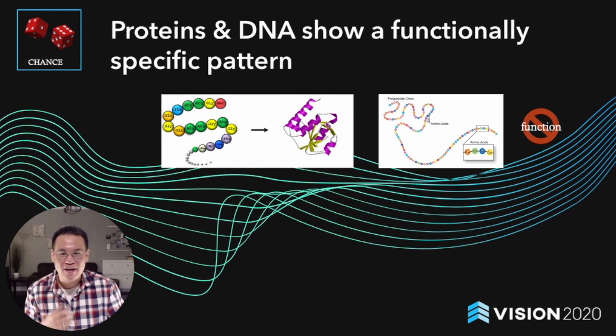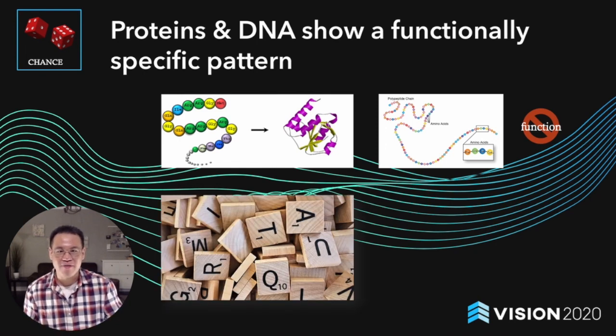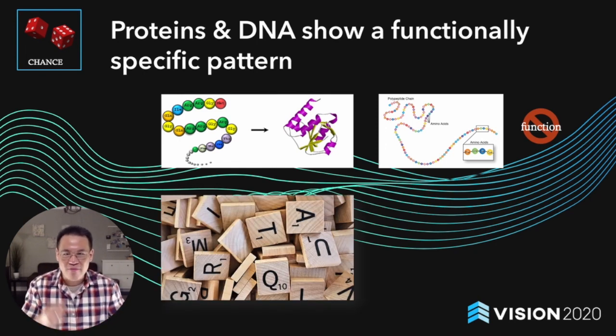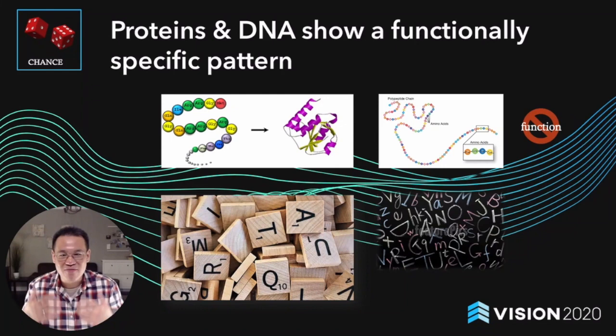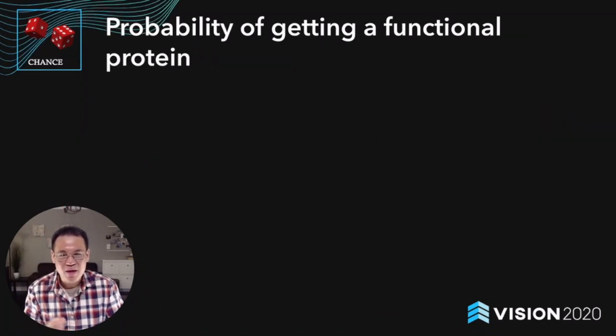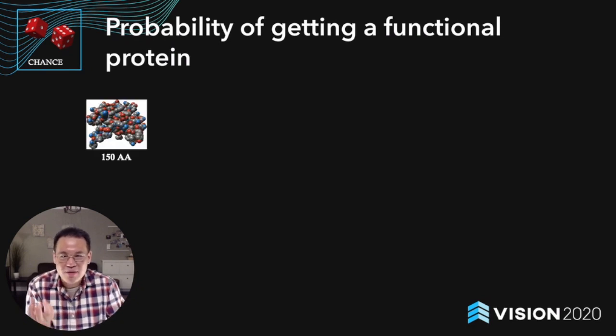It'd be like taking a bunch of Scrabble characters and having people pull out letters and then write them on a chalkboard. Most of the combinations would be gibberish. It'd be really, really hard to get a word, let alone a sentence that conveys information, similar to the formation of proteins. And so the question then becomes, how improbable is it to get a functional protein out of amino acids? Even a short 150 amino acid protein.